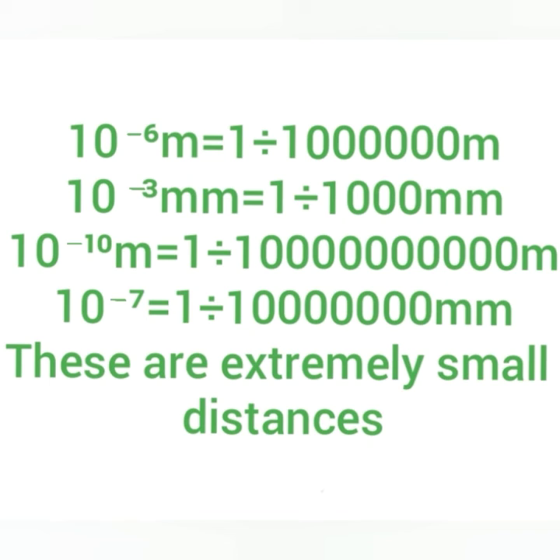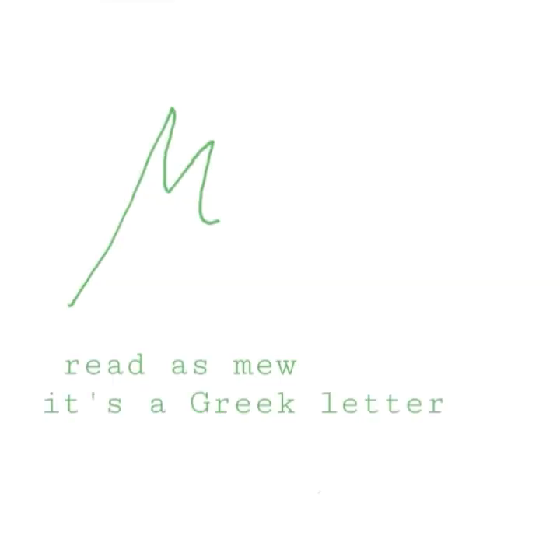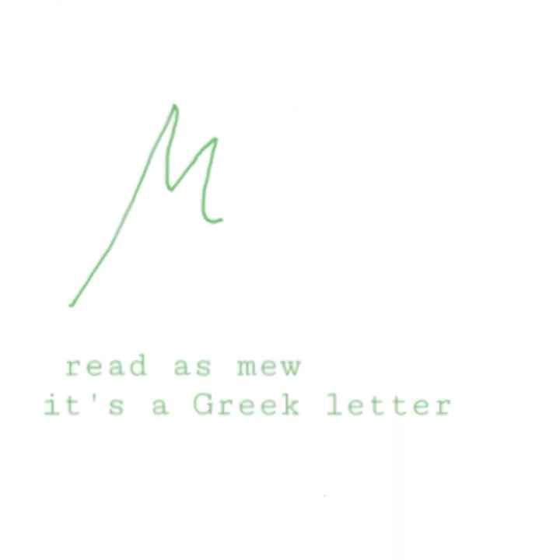These are extremely small distances, and we have to remember these relations of angstrom and micrometer with meters. Okay, the relation between meter and these small units. Now this letter is a Greek letter, it is read as mu, and it represents micro.